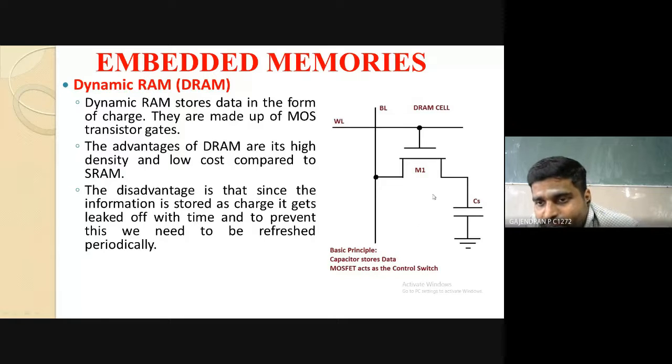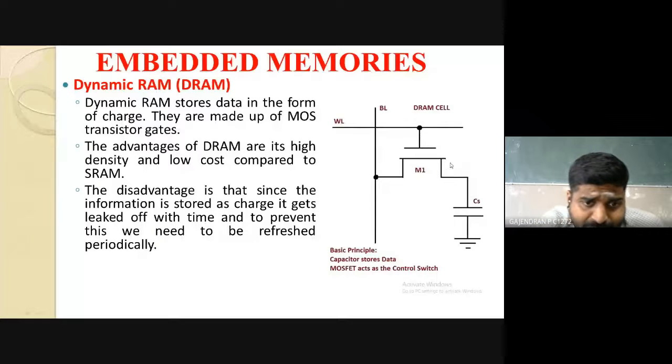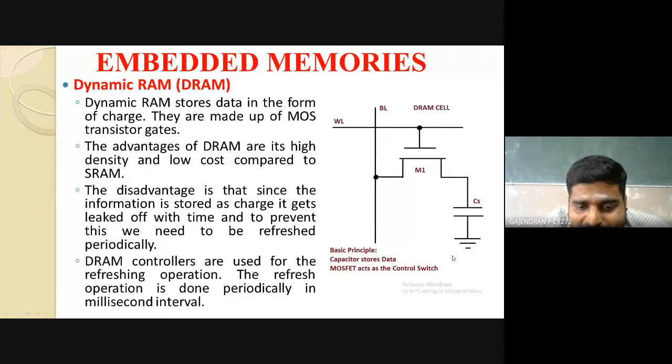In the memory array you have a number of capacitors and the MOSFET configuration. Here only one cell has been taken and given. Okay? So here, periodically you need to refresh the information or else it will lose its information.